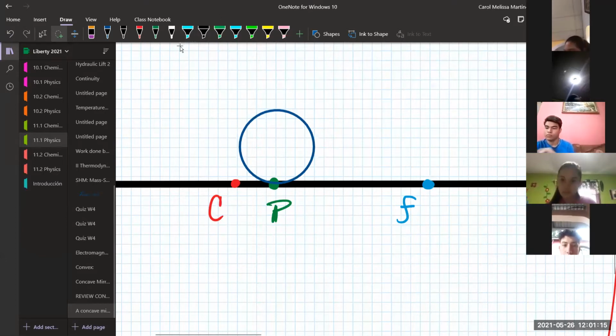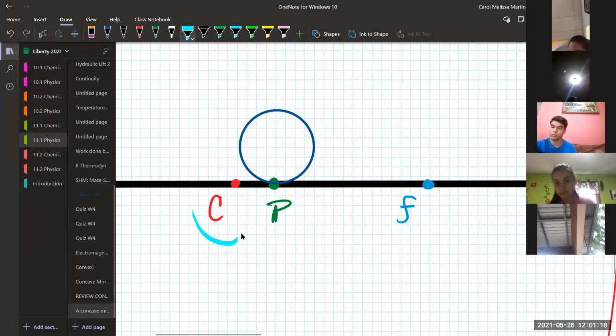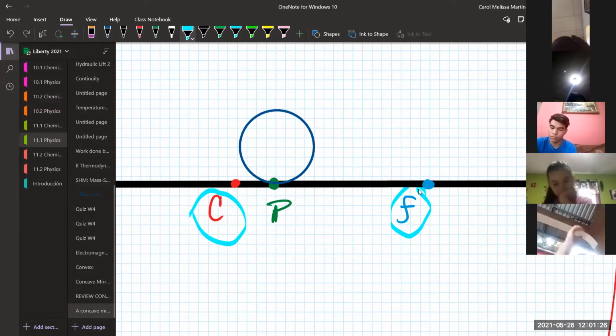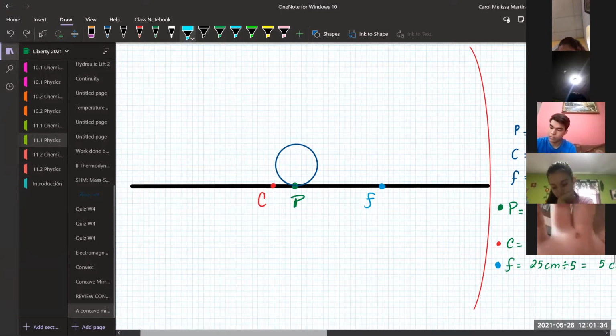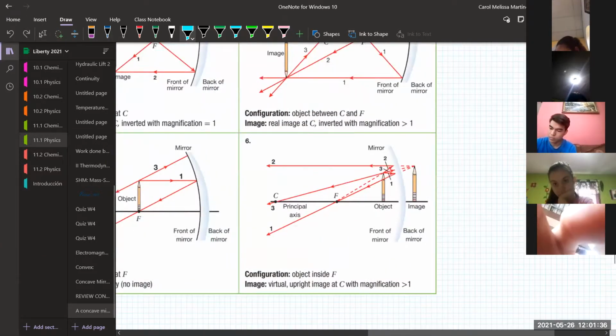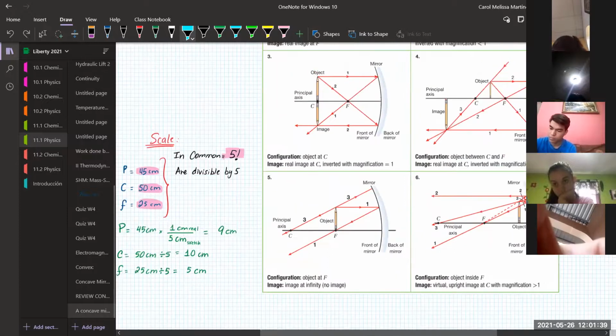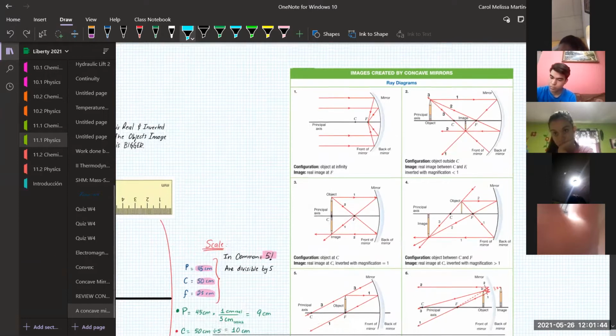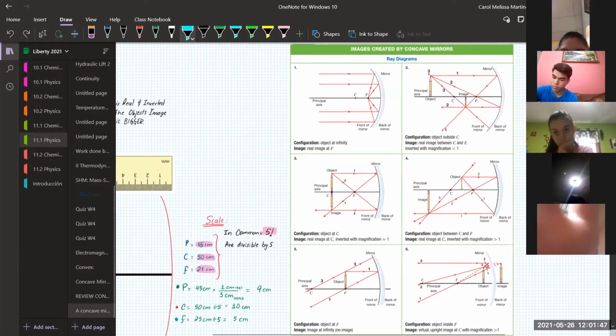The object is between C and F, okay? Take a look at this situation. The object is located between the radius of curvature and the focal length. So I'm going to look for this situation here in the table, okay? Now tell me, from the 6 possible situations, which one represents the exercise that we are working on right now? 1, 2, 3, 4, 5, or 6?